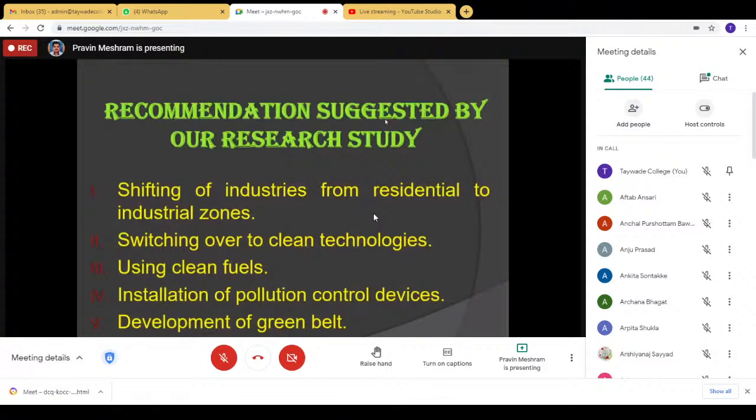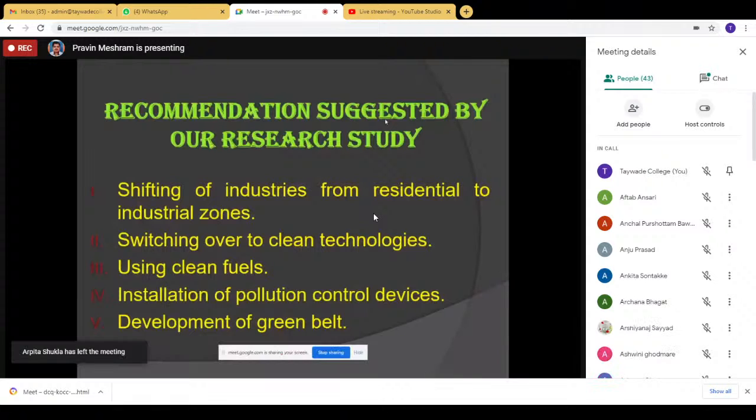Now MPCB has created very strict rules and regulations. With the help of those rules and regulations, and the strict norms laid down by the government, SPCB, CPCB and the Ministry of Environment, all these authorities have successfully moved industries from residential to industrial zones. Then we are slowly switching over to clean technology.